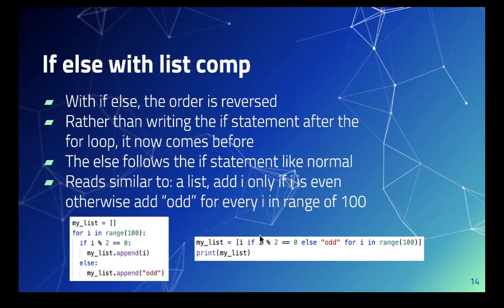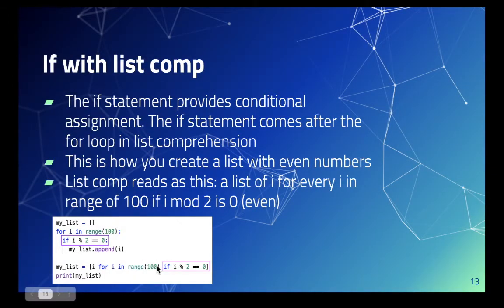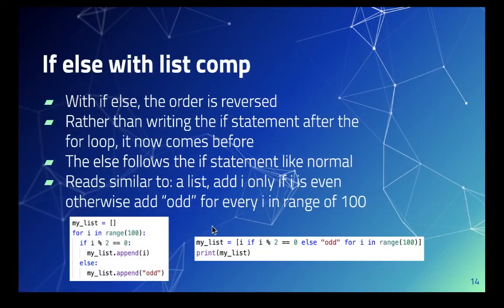Okay. So now what happens if we have an if and an else statement? Well, with an if and an else statement, it gets even more complex. So here we have an if statement and then an else statement. And while in the previous slide, if you remember, the if clause came after the for i in range of 100, now it comes before, as if Python couldn't make it any more confusing. Now it comes before: if i mod 2 equals 0, else odd.